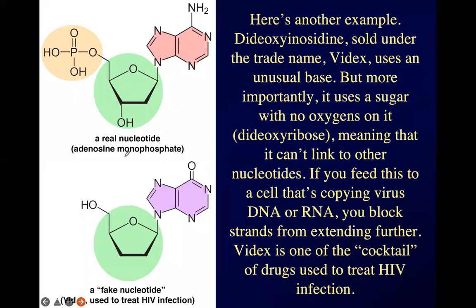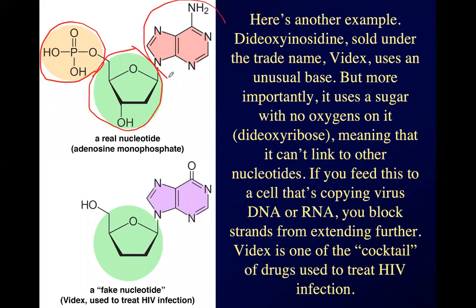Here's another one. This is yet another nucleotide. Here's adenine. There's that phosphate right there, the sugar right there, and the base is adenine. Down below, we've got a molecule called dideoxyinosidine, sold under the trade name Videx. And the base is weird. The base is not quite the same as adenine. It's called inosine. And the sugar right here doesn't have any oxygens on it. This is called dideoxyribose, which means it can't make a link to other nucleotides.